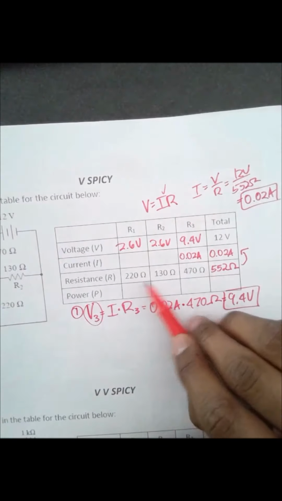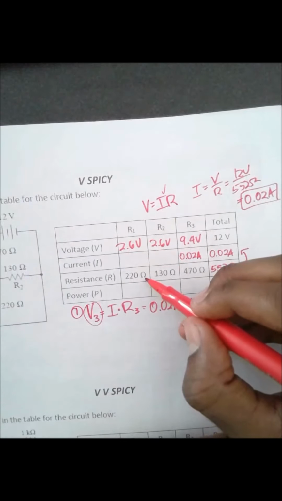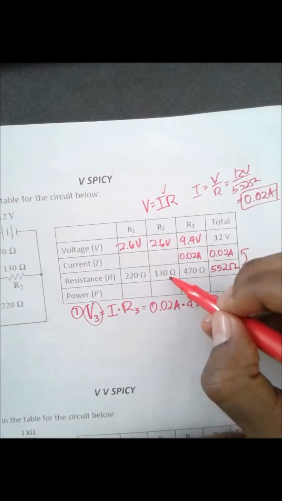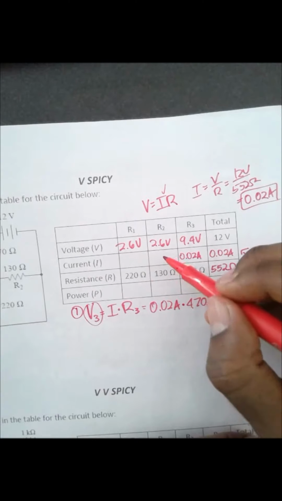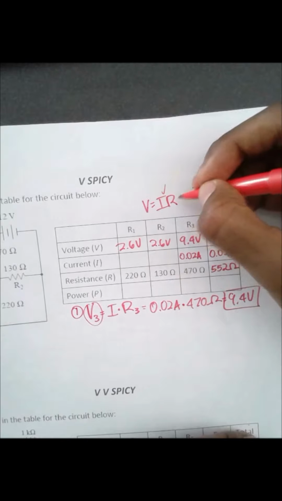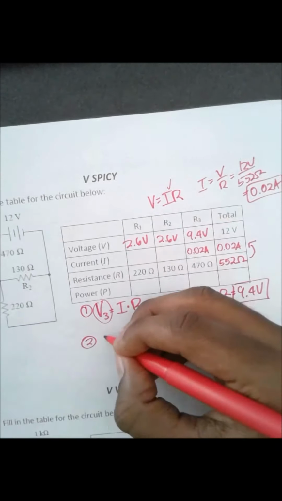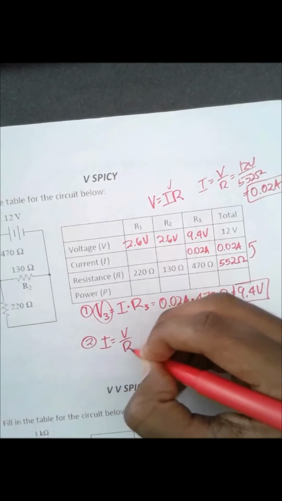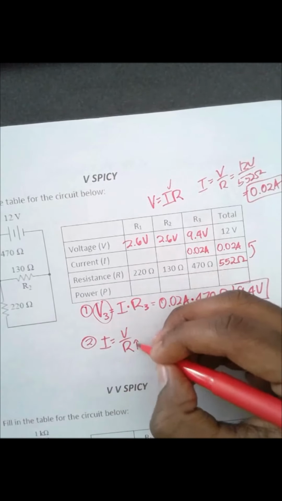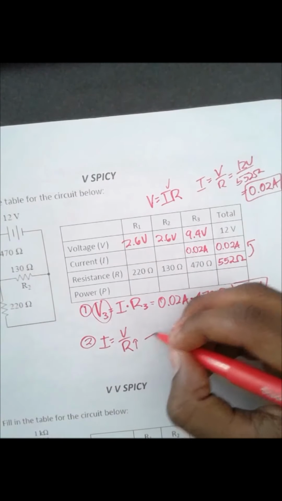We know that because they each have different resistances. Because this has a higher resistance, it's going to encounter less current. Because this has a lower resistance, it's going to encounter more current. Same voltage. So we want to find the currents here. I is equal to V over R. Higher resistance, less current.